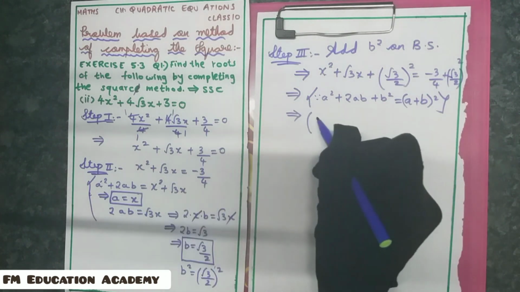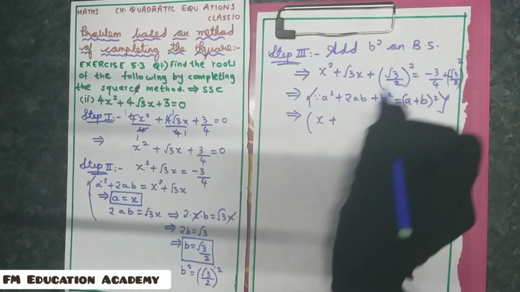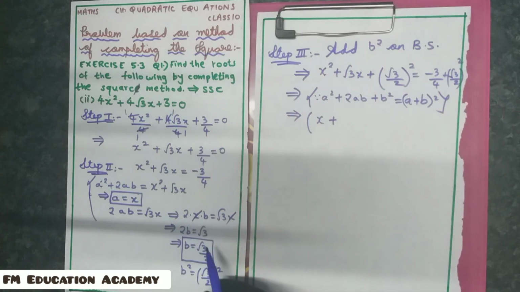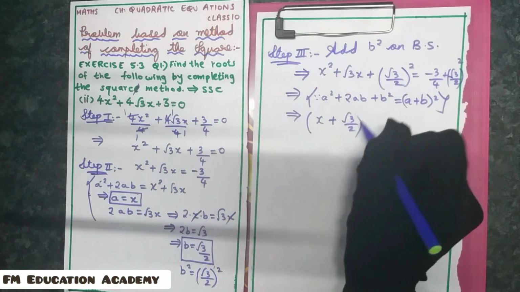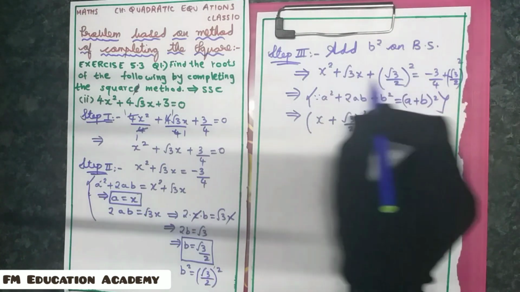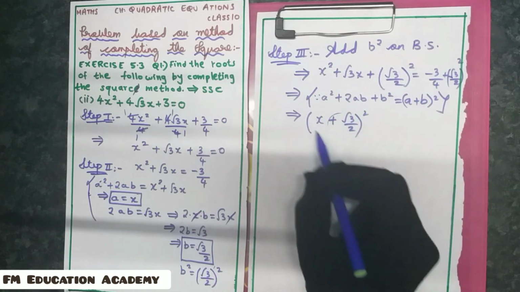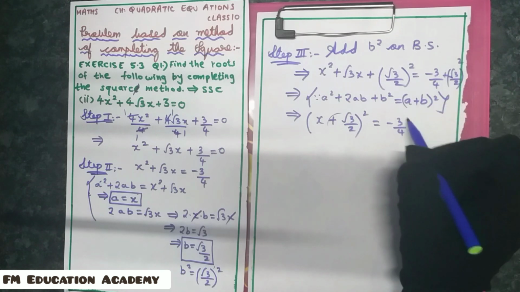What is a? x plus, I have a plus sign here now. So this is a square plus 2ab plus b square. So a plus, what is b I got? b I got as root 3 by 2. So x plus root 3 by 2 whole square. That is, I have written this in the form of a plus b whole square. This is my a square plus 2ab plus b square. Now I have written this in the form of a plus b whole square is equal to, now solve this RHS, minus 3 by 4 as it is.